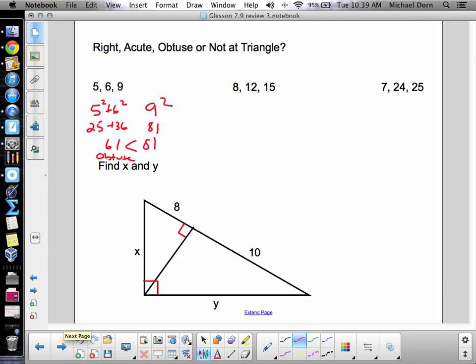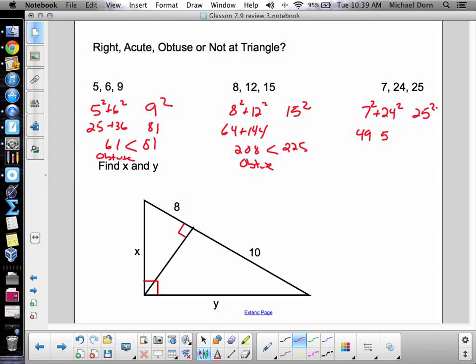Remember, it's the third side, too big, too small. 8, 12, 15. 8 squared plus 12 squared, 15 squared. So 64 plus 144. That's 208, 225. Oh, that's too long. It's going to be obtuse again. 7, 24, 25. 7 squared plus 24 squared, 25 squared. So that's 49, 576, 625. Oh. That one's going to be just right.